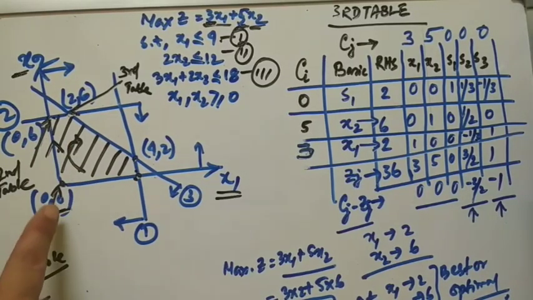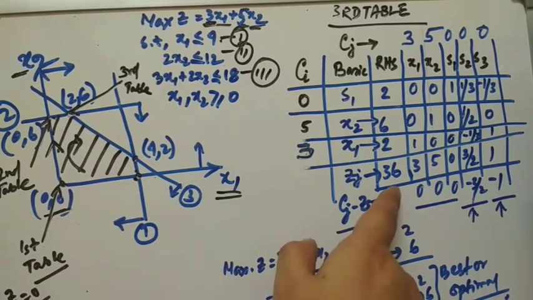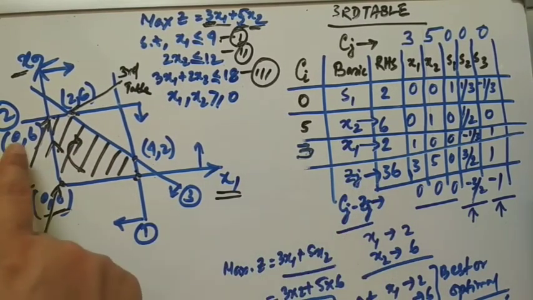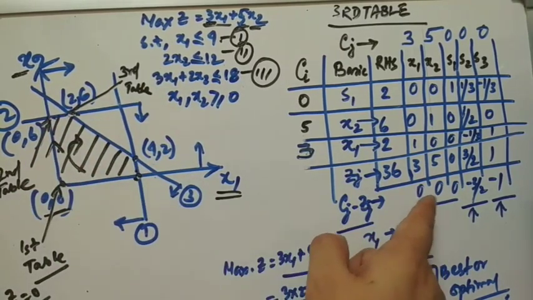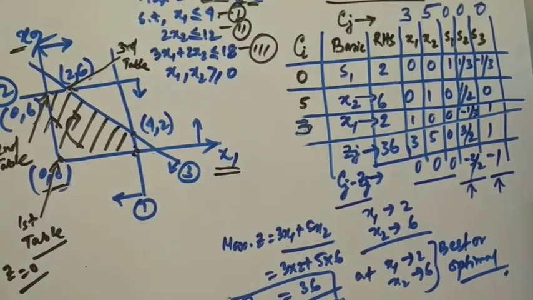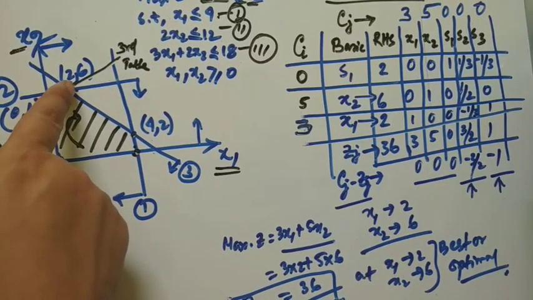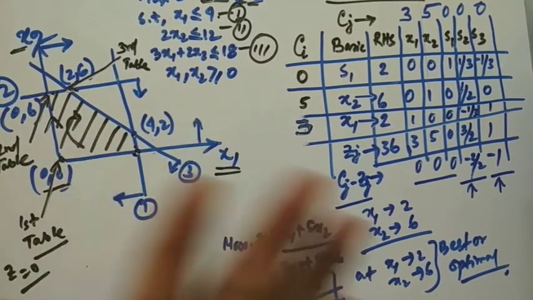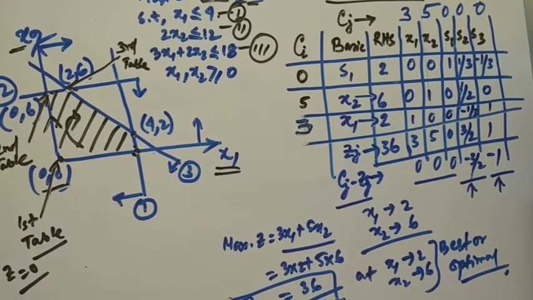You can see this was the first table at 0, 0. Then it moved to the second table 0, 6, where we get the Zj value as 30. Then it moved to the third point, 2, 6, where we got the optimal table and the maximum value of Z was 36. Again, using the graphical solution we also get the optimal solution, or maximum value of Z, at this particular point 2, 6. So this is all about simplex, and you have the concept of simplex and graphical method side by side.